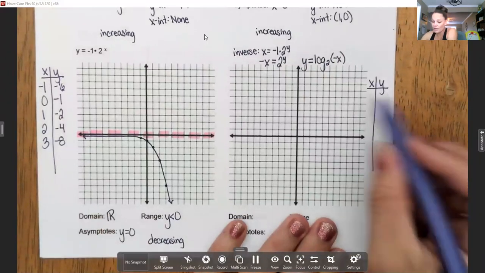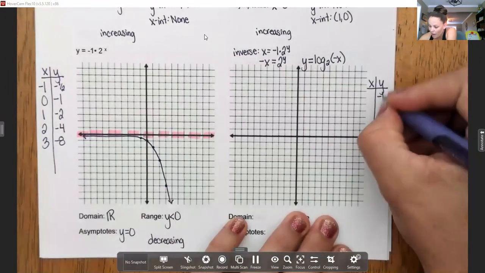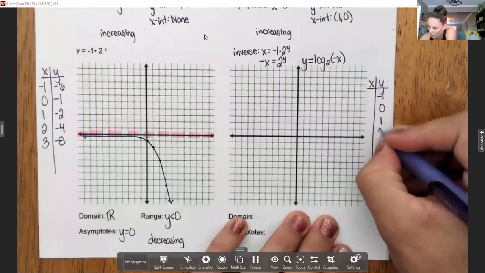So if I fill in my table, remember I just switched my x and my y's, and then go ahead and plot those points.